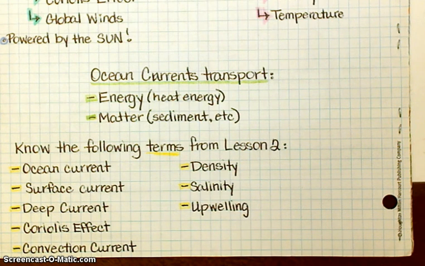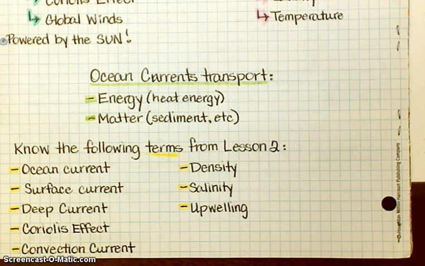Ocean current, surface current, deep current, Coriolis effect, convection current. Remember, convection currents we have talked about multiple times. We talked about them when we talked about plate tectonics, because even though all magma, molten rock in the earth, is going to be hot, some is hotter than other parts, and the hotter is going to be a little bit less dense and rise. The stuff that's not quite as hot is going to be a little bit more dense and sinks. And convection currents work the same way in the air, in the atmosphere, and in water, so in the oceans.